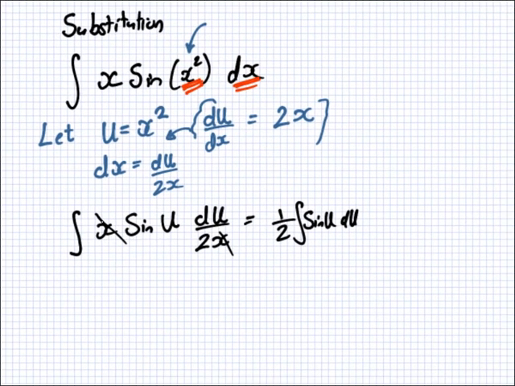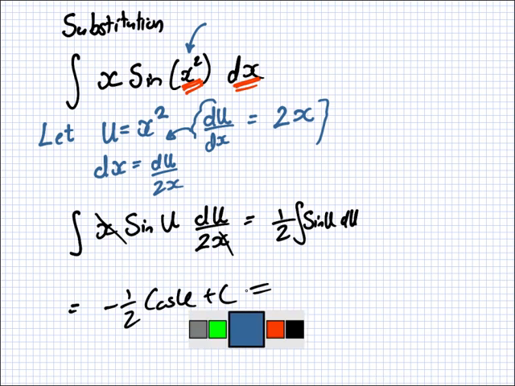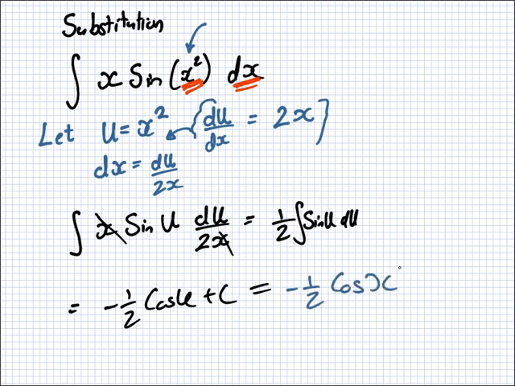What do I get if I integrate sine u? Plus or minus? Minus cos u plus c. So the last thing I have to do is change my u back into x. So my final answer will be minus a half cos x squared plus c. And that's the final answer there. Now we'll do a couple more examples, so you should write this down as our first example.